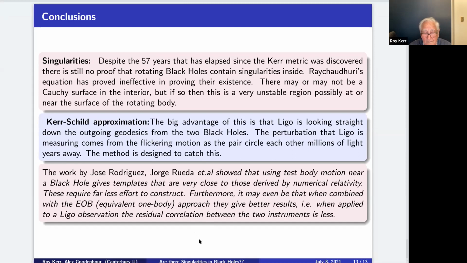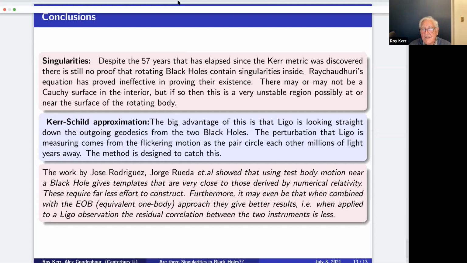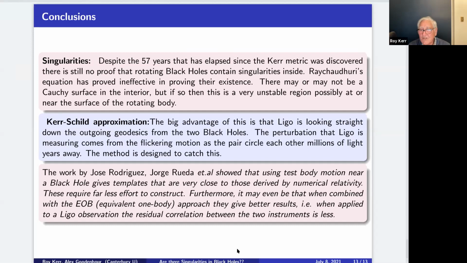So what I believe is that you can forget about all those massive calculations, use a Kerr-Schild approximation, which is like what Jose used, except he started with the Boyer-Lindquist form, which is not so appropriate for this. So using that should give the templates for LIGO a hell of a lot easier and faster. So I better stop there because I've used up my time with screwing around with these slides and things.